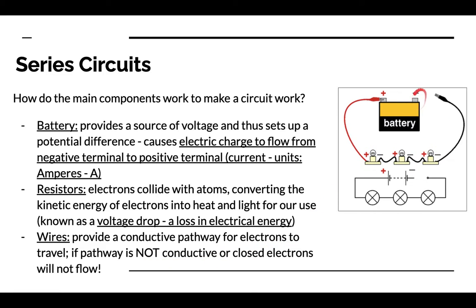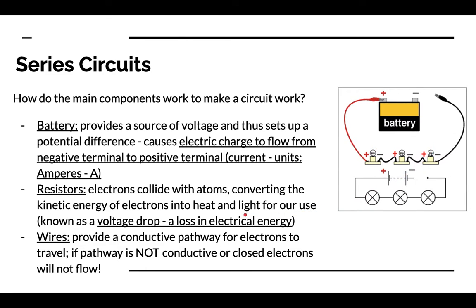Lastly, the wires provide a conductive pathway for electrons to travel. Again, our electrons want to move from the negative terminal to the positive terminal, so there needs to be a full, complete connection from negative to positive. We can't have one end unclipped and the other end clipped in. Both ends have to be clipped in. The circuit has to be closed, okay?